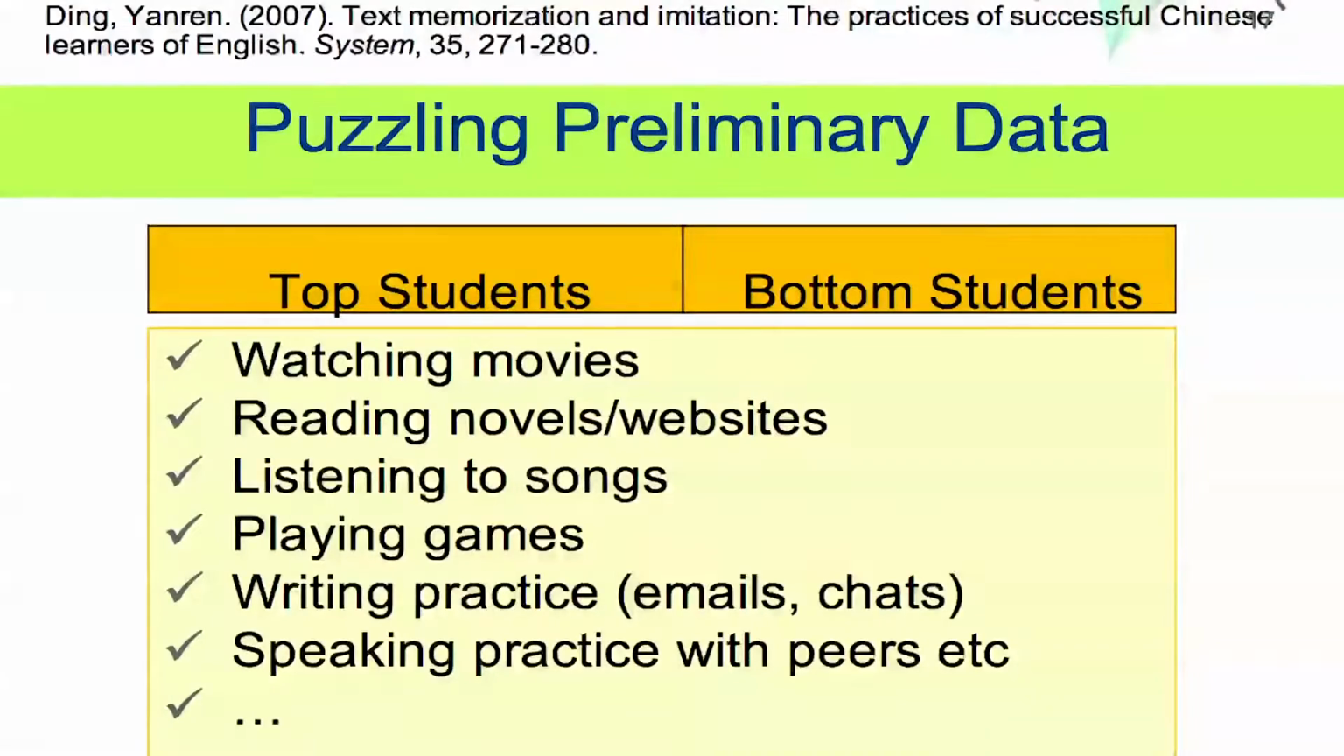Because of what I've seen, that some students are really successful in their English language learning, I began to be interested in understanding what are some of the differences between the good students, students who are really successful, and students who are not really successful. I have some preliminary data, very preliminary at this stage. What is interesting is this: both the top students and the bottom students reported doing this.